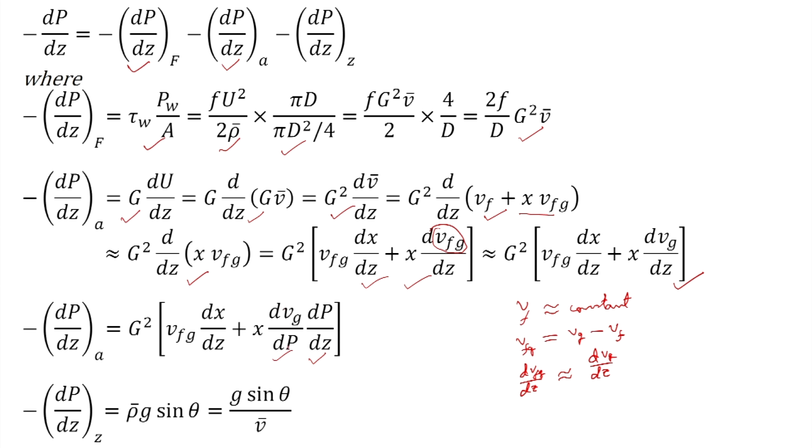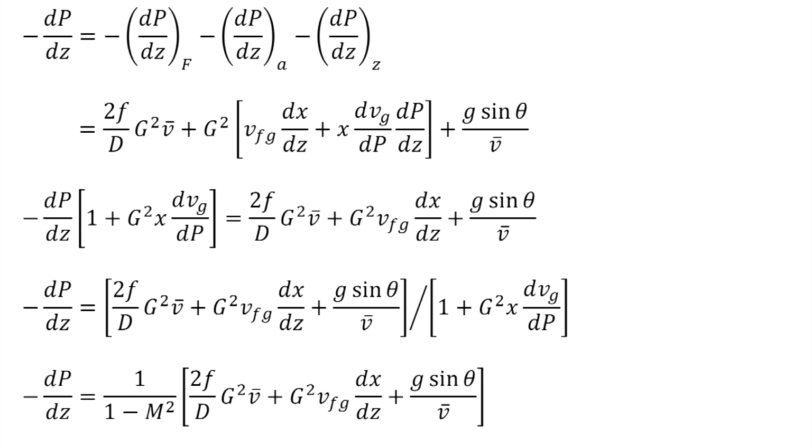dVg by dP is a property. It is a derivative of one property with respect to another property. So, it is a property of the material, and dP by dz is the pressure gradient, which is usually unknown, and we are trying to find it out. Now, the last term is the pressure gradient due to gravity. It is equal to rho bar g sin theta, or g sin theta upon V bar.